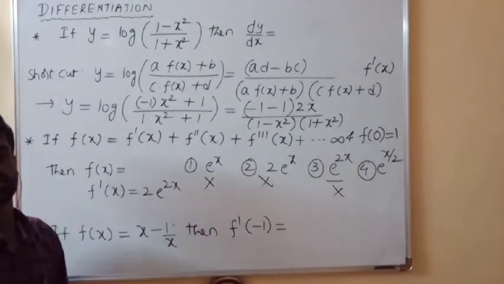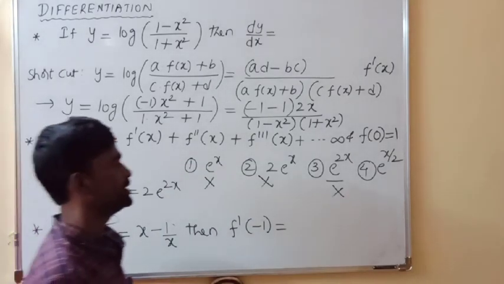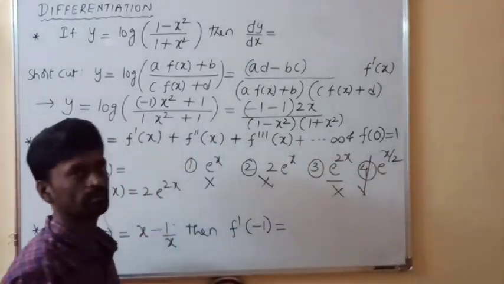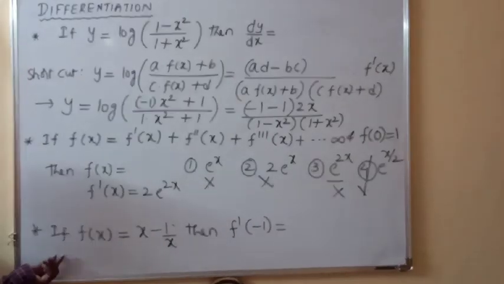So finally, what is the option left? Fourth option. So that was the answer. Okay, so the answer is e power x by 2. So just eliminating the options.